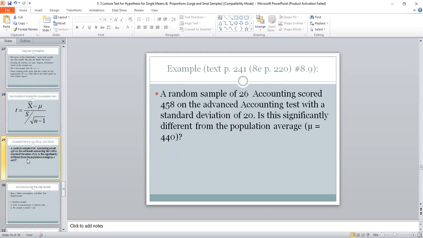Just use n. A random sample of 26 accountants scored 458 in an advanced accounting test with a standard deviation of 20. Is this significantly different from the population average? These are tests for a single mean. Mu is equal to 440. Significant difference means not equal to. So your hypothesis will be not equal to this one here.